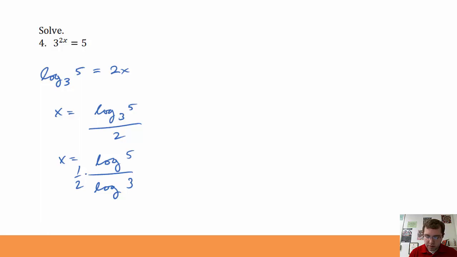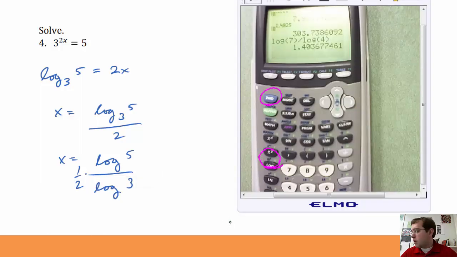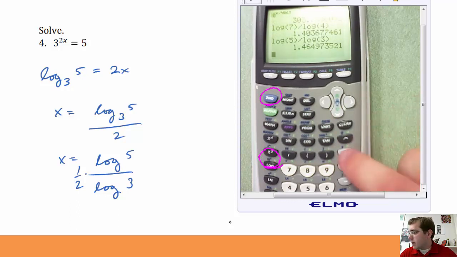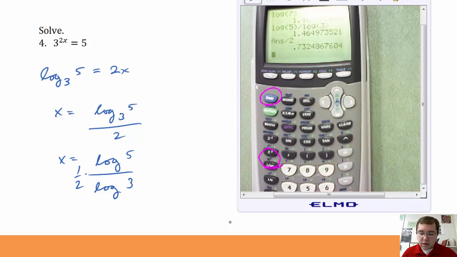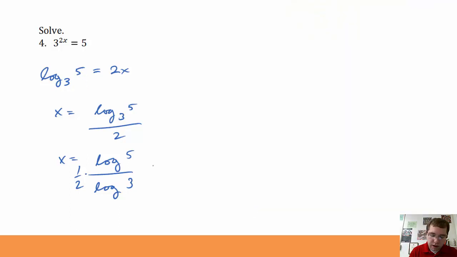So, on my calculator, I'll do the log of 5, close the parentheses, divided by the log of 3, close the parentheses. That's about 1.4649. I will then divide that by the 2. So 0.732 approximately.